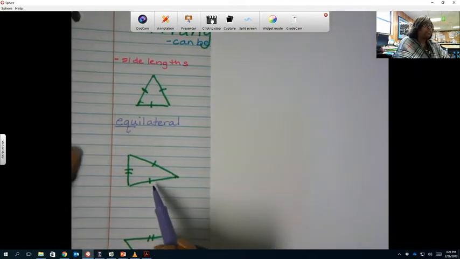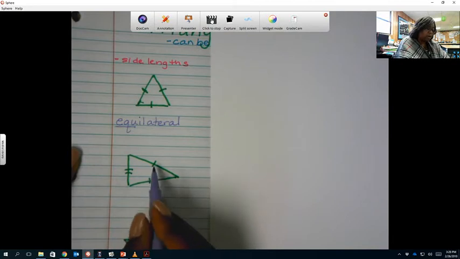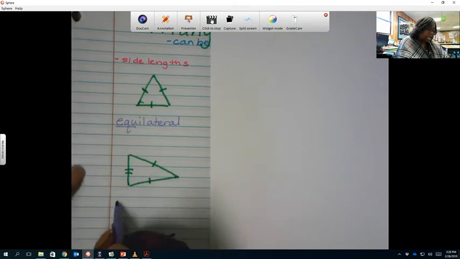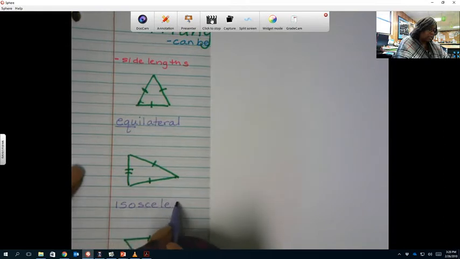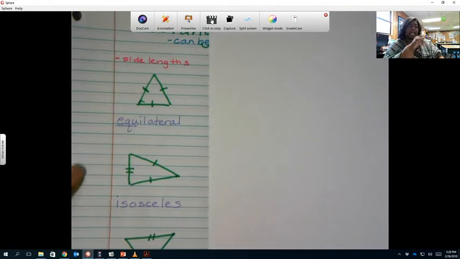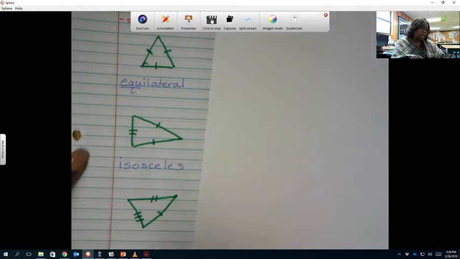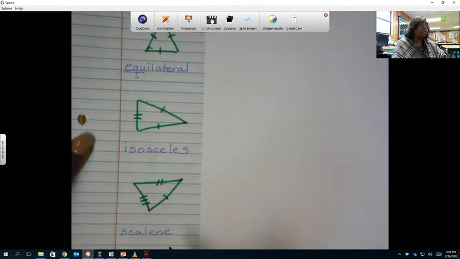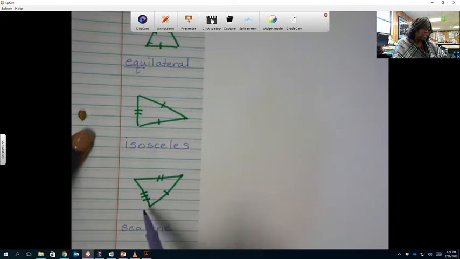This next triangle has two sides that are the same. Here are my congruency marks. That's called an isosceles triangle. Isosceles has two congruent sides. This last triangle has no sides the same. This is called a scalene triangle. Scalene has no sides congruent.